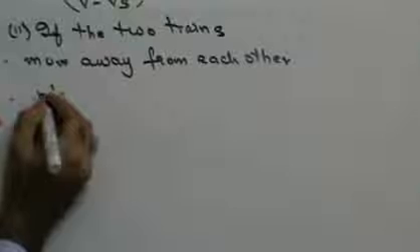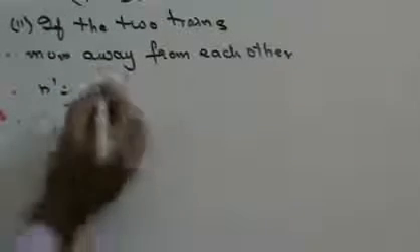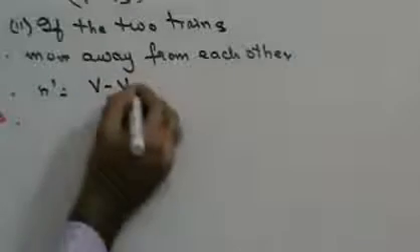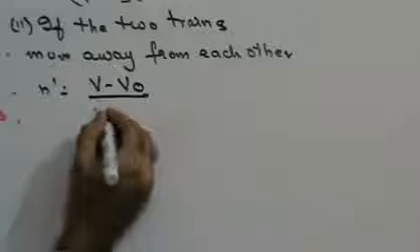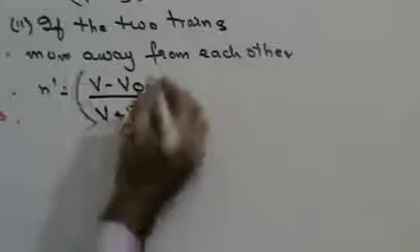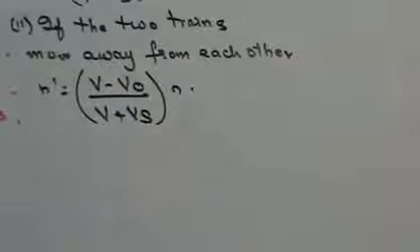Okay, let's see this. The two trains are moving away from each other. That means the observer is moving away, so V minus V0, and the source is moving away, so V plus Vs into N. So this will be the apparent frequency if the two trains are moving away from each other.